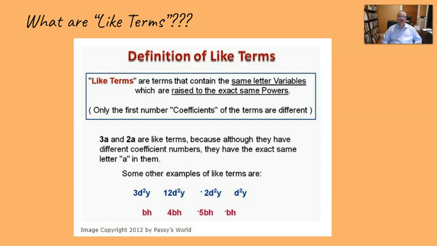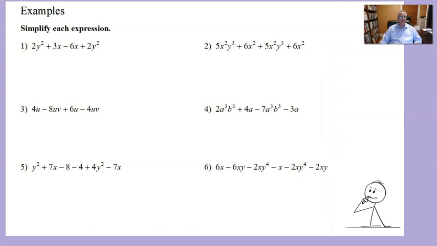Like terms are terms that have the same variable parts. For instance, down here in this row of blue expressions, they all have a d squared times y. They have the same variables and the same exponents on the variables. Those are like terms. So we've got to find these kind of like terms and combine them. So, all right, we're going to do 6 examples, and then we're done with this.